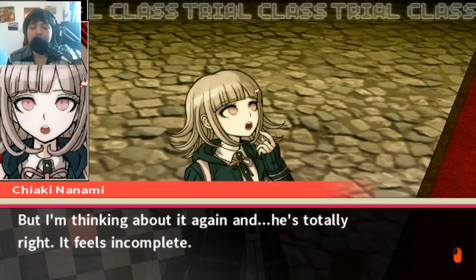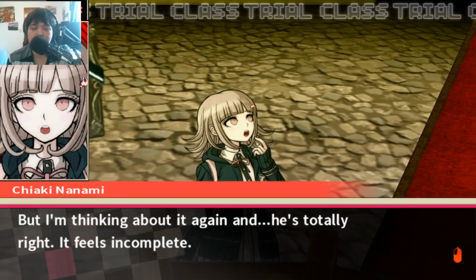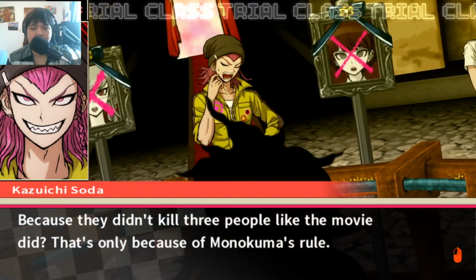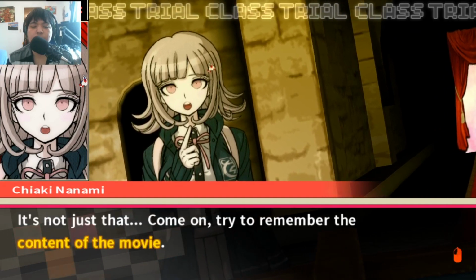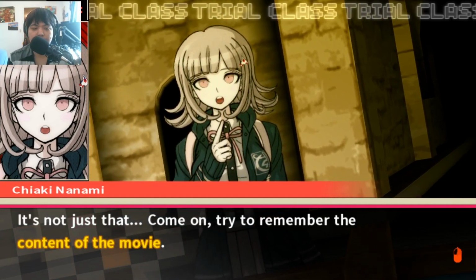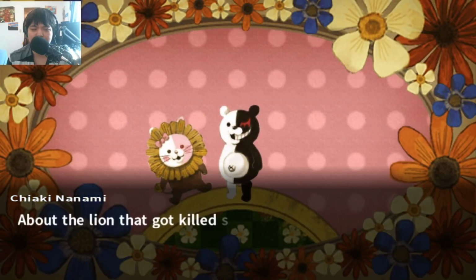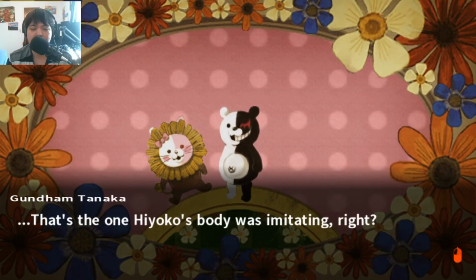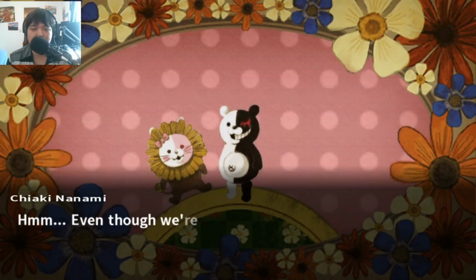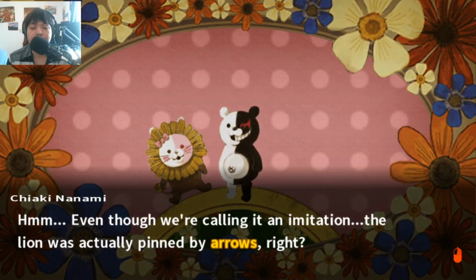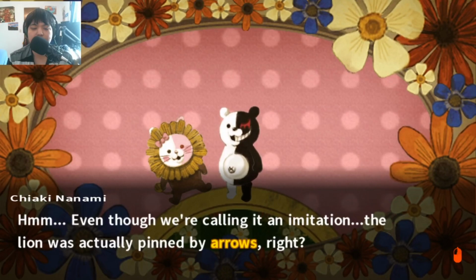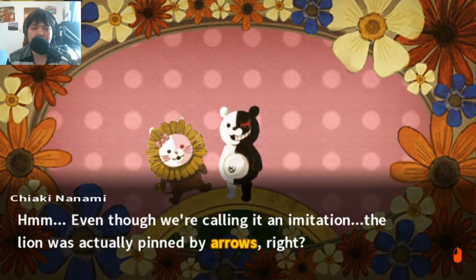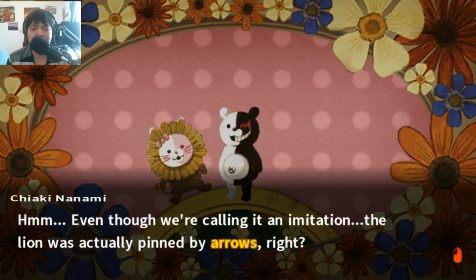But thinking about it again, he's totally right. It feels incomplete. Because they didn't kill three people like the movie did? That's only because of Monokuma's rule. It's not just that. Come on, try to remember the content of the movie. About the lion that got killed second. That's Hyoko's, right? The one pierced by arrows, the one Hyoko's body was imitating, right? Yeah, that one. Even though we're calling it an imitation, the lion was actually pinned by arrows, right? Yes, that's where the movie came from. But in the real one, Hyoko was tied up in tape and wrapped around the pillar.